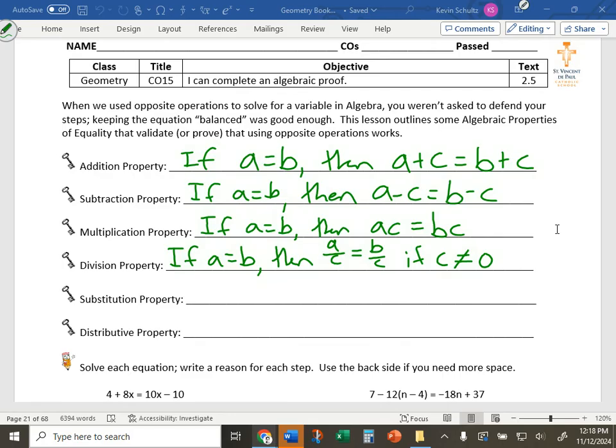Okay? The substitution property, I want you to star this one. This is going to be used in proofs a lot. A lot. And what this says, I should have put 2 lines for this one: if A equals B, then A can be substituted for B in an expression or equation.